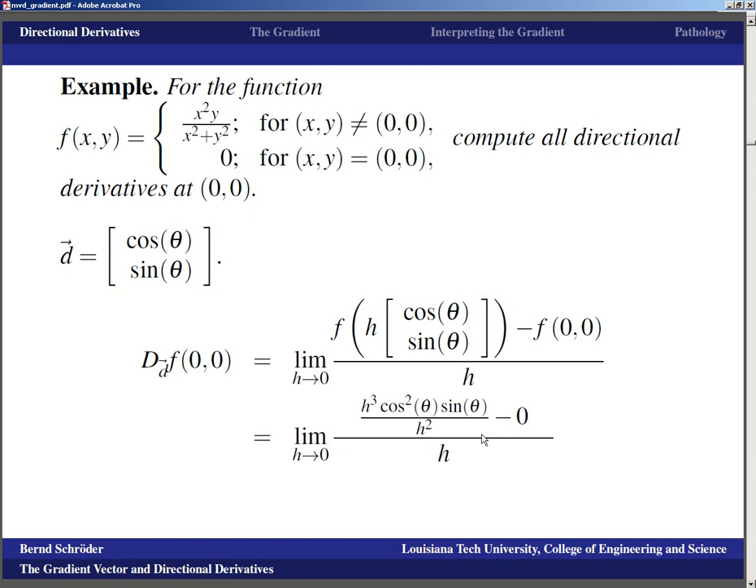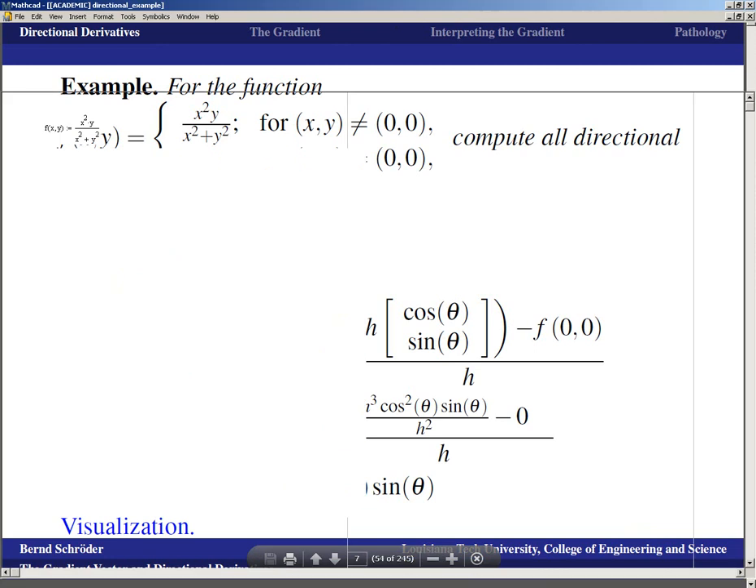Okay, but that means that we've got h cubed divided by h squared, and then the division by h gives us another division by h here, actually. So we've got h cubed cosine squared theta sine theta divided by h cubed, which gives us cosine squared theta sine theta, and since that does not depend on h, I can directly take the limit as h goes to 0. And so that means that the directional derivative of this function in the direction of the angle theta from the x-axis is cosine squared theta sine theta.